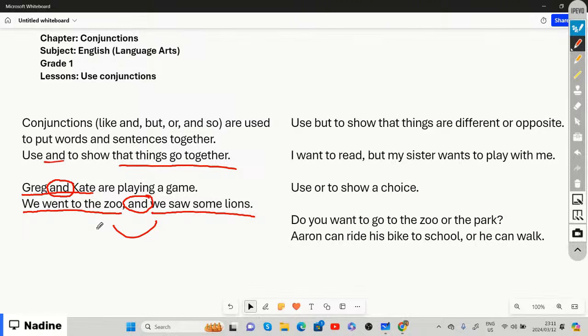All right, so that is the conjunction and, right? Then we have the conjunction but. Then we have but. We use but to show that things are different or to show that things are opposite.